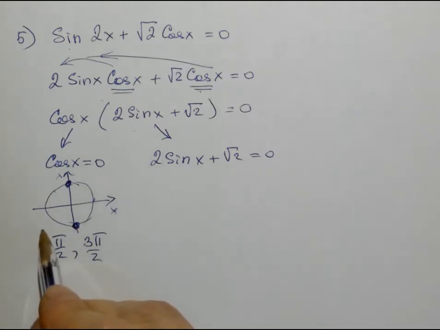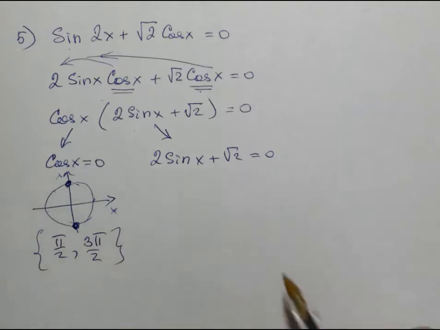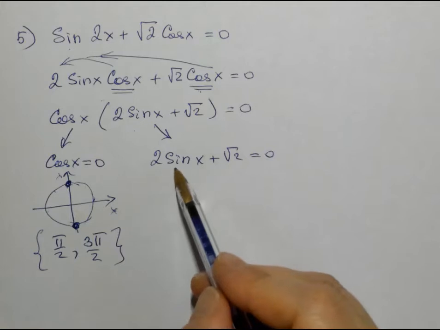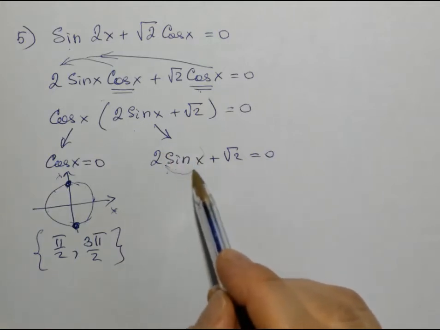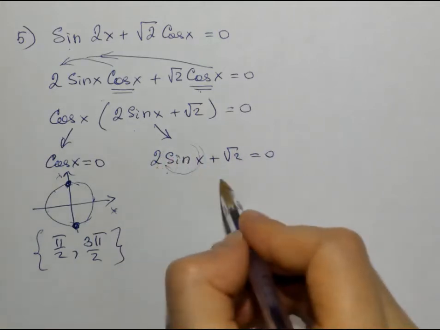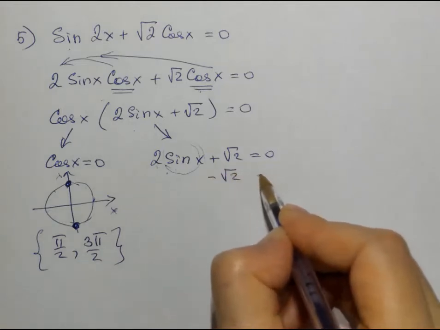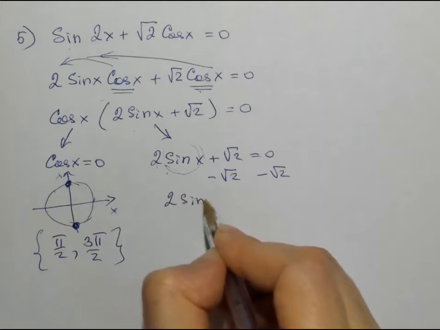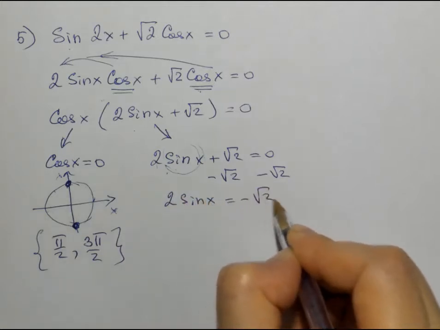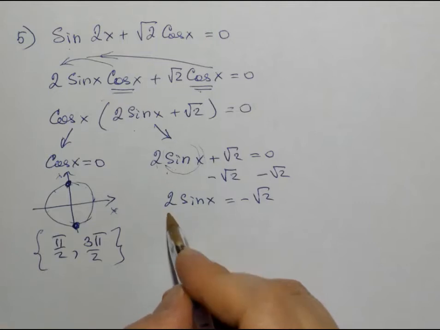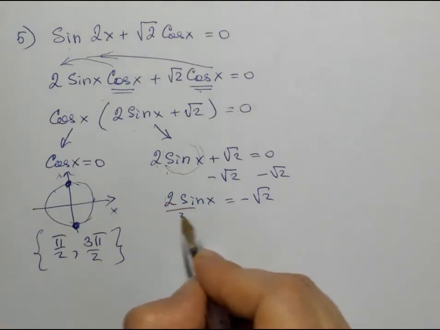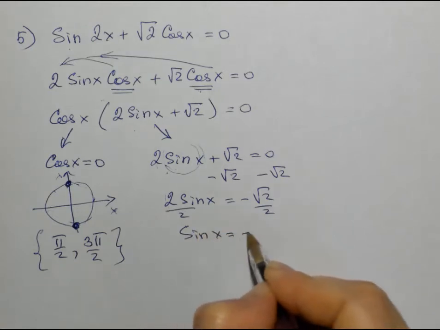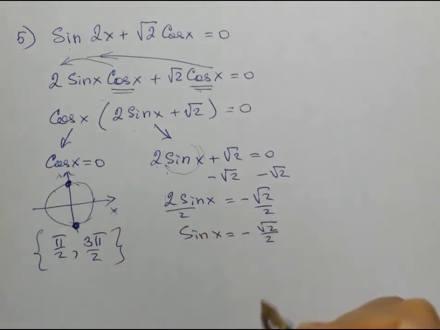So we got the first two solutions of the equation, and now the second equation. And here we should first isolate the trigonometric function. Let us subtract square root of 2 from the left and from the right. 2 sine x equals negative square root of 2. Then divide by 2 on the left and on the right. Sine x equals negative square root of 2 over 2.